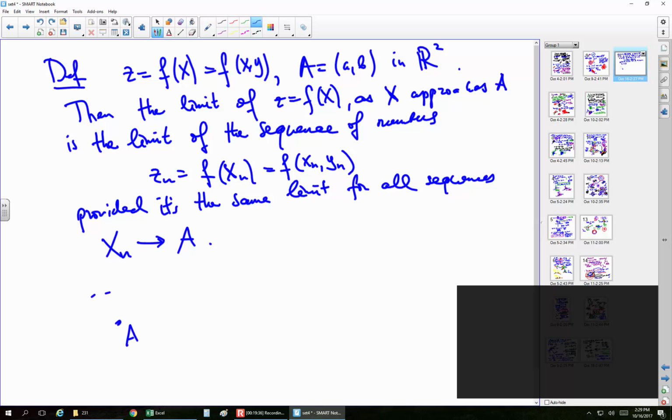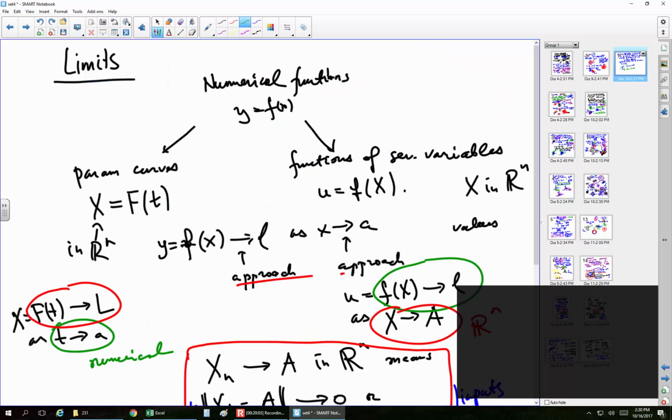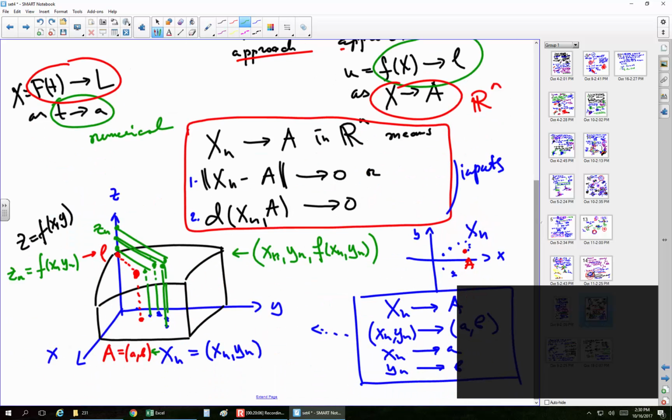Okay, so this is my a, and I have one sequence x_n, and it should produce z_n and converge to some number L. But then I could pick another sequence, entirely different, say y_n, and y_n produces under f a new sequence, say z_n prime, and it also should converge to L. So it doesn't matter which way we approach among the inputs, which way we approach our point over here. Doesn't matter how we approach from the left, from the right. Remember, in one dimension there were only two directions, and still you could approach from the left, from the right, and from both directions at the same time, and the result should be the same.